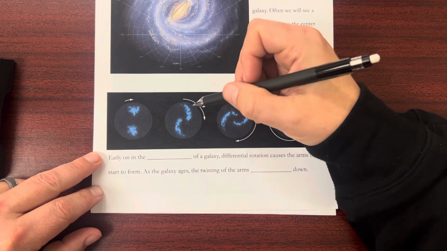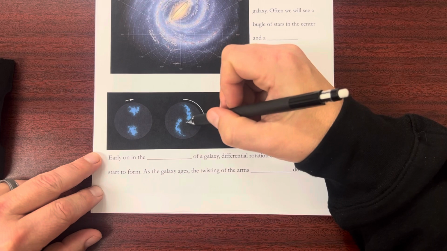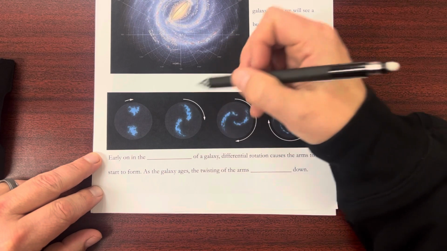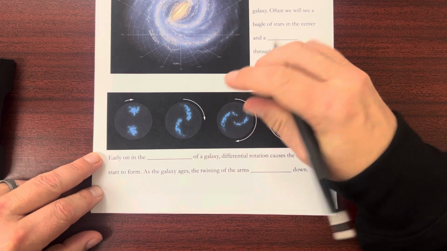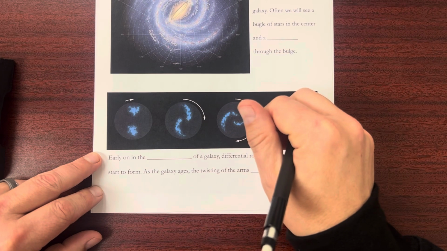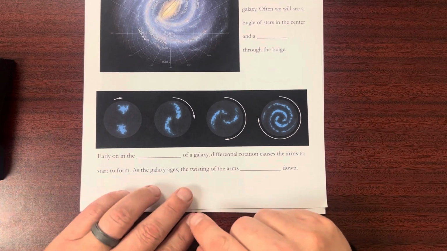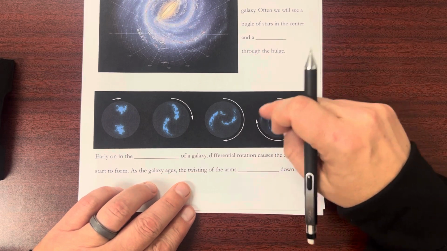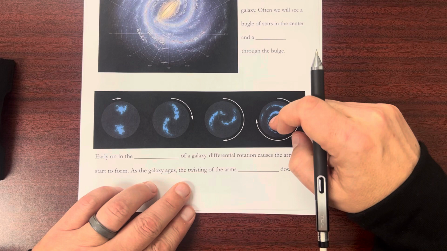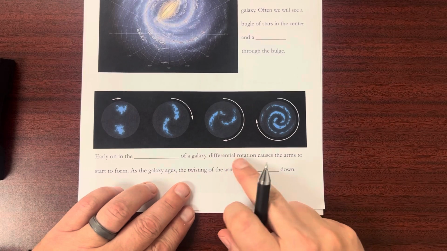So at the center, the rotation around the center is going to be different close to the center than it is at the outside. And so you get this twisting up as these inner stars twist around the center at a higher rotation. As the galaxy ages, the twisting of the arms slows down and it starts to stabilize, where now they're starting to move at the same rate. But early on is when those twisting arms form because of this differential rotation.